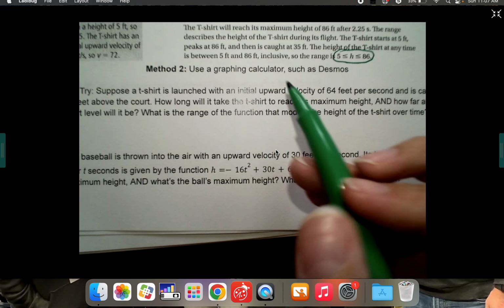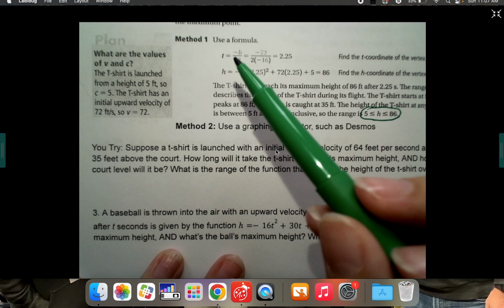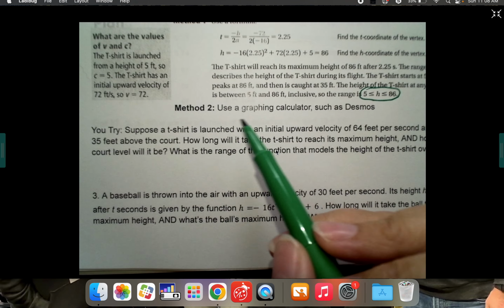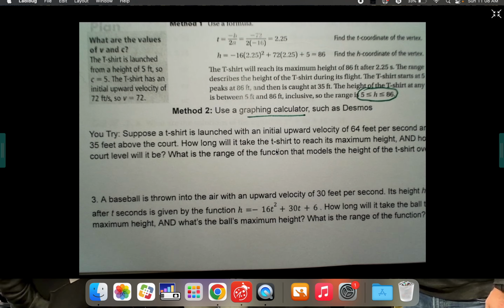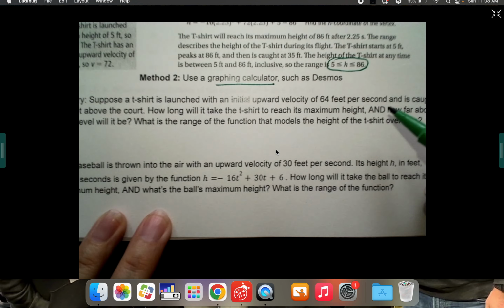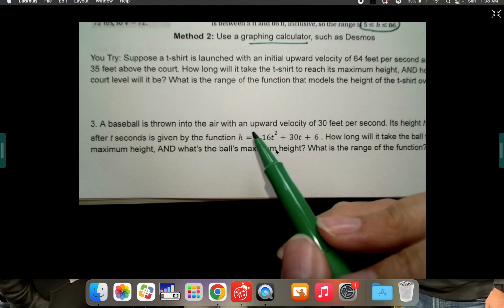Okay. Method 1, they actually worked it all out, and you could do this, but I'm not going to spend time doing that today on an extra problem anyway. Method 2 was use a graphing calculator, which is what I wanted you to see. We don't need to do the you try. If you want to, great, do it, but it's another t-shirt problem. I'm going to move on to this baseball thrown into the air.